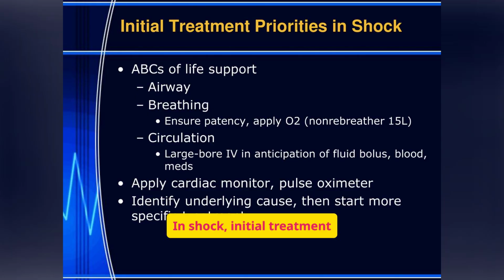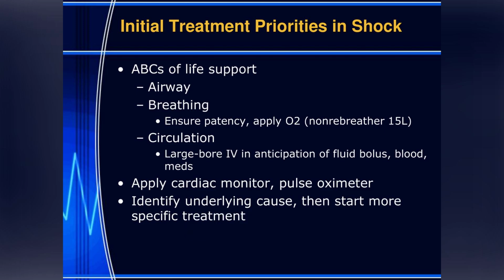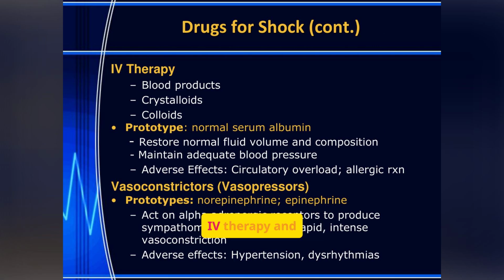In shock, initial treatment priorities focus on the ABCs of life support. We'll discuss these priorities and their importance. Always secure the airway, support breathing with oxygen, usually a non-rebreather mask, and stabilize circulation with IV fluids, vasopressors, and cardiac monitoring. Drugs for shock include IV therapy and vasoconstrictors.